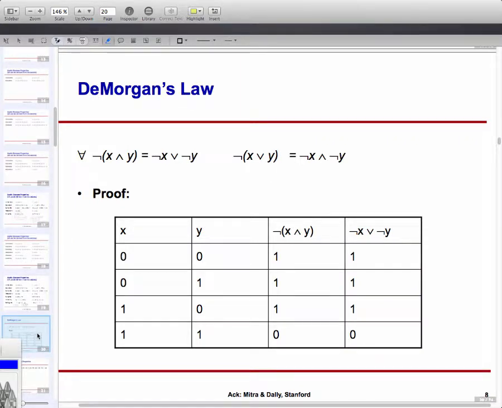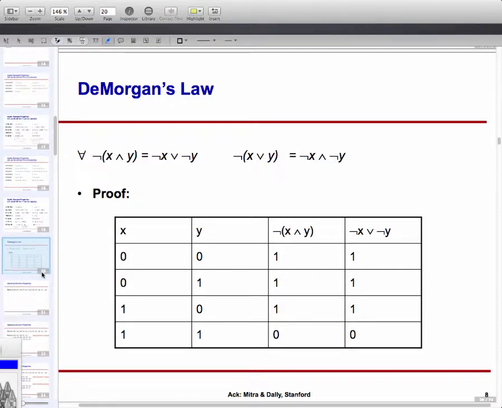So DeMorgan's theorem, the proof for it can again be done using our truth table approach. All we have done out here is we have listed all possible values of x and y, and then the left-hand side of the DeMorgan theorem and the right-hand side, and we see that the two are the same. So you can work it out manually, but basically, these are true statements, just mathematically.